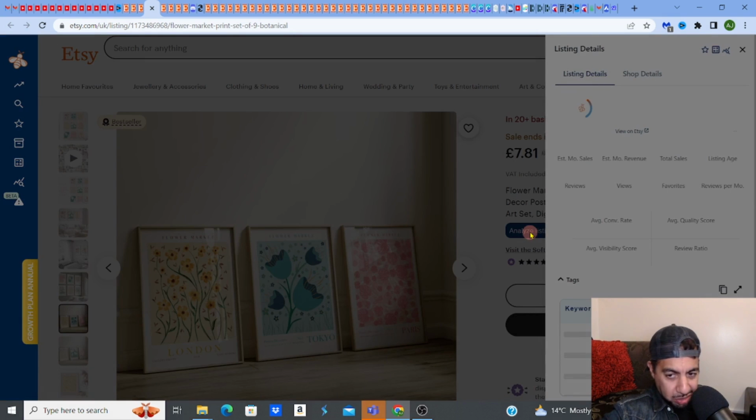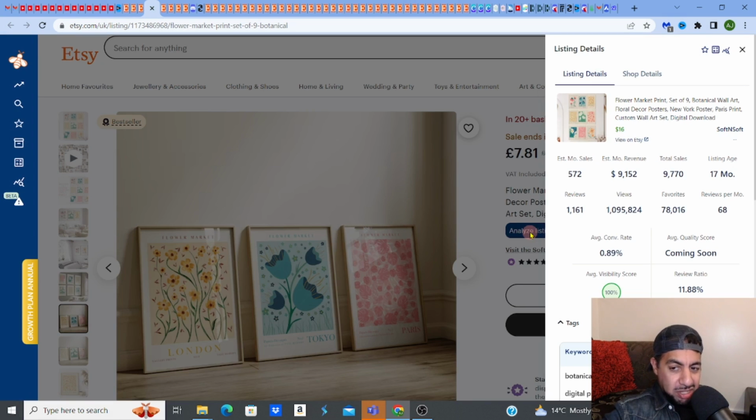Let's analyze the listing using EVERBEE. Now, this one is selling for $9,152 a month. One listing, guys. Yes, it's on a sale, so take that into account. 20 plus in a basket. They love it. They absolutely love it.